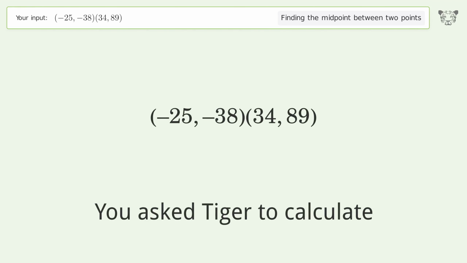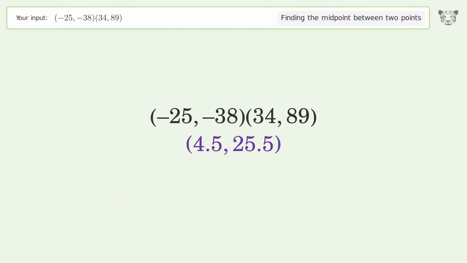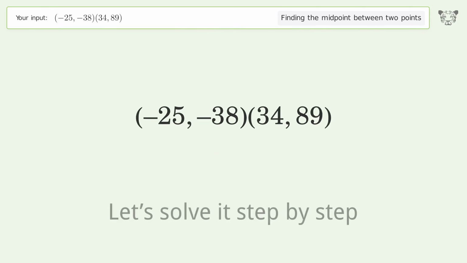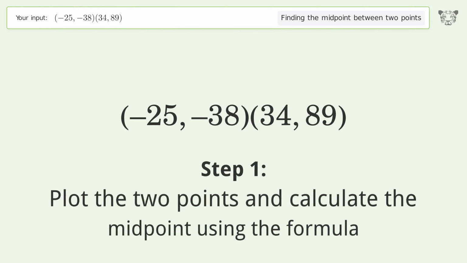You ask Tiger to calculate. This deals with finding the midpoint between 2 points. The midpoint between the 2 points is 4.5, 25.5. Let's solve it step by step. Plot the 2 points and calculate the midpoint using the formula.